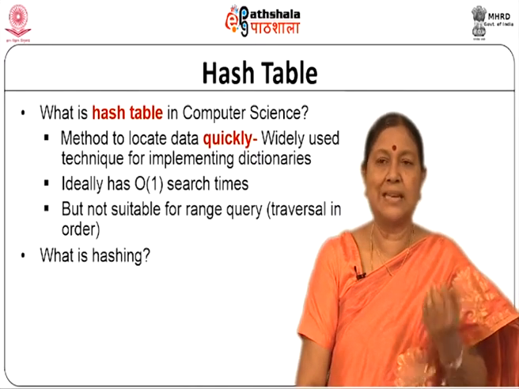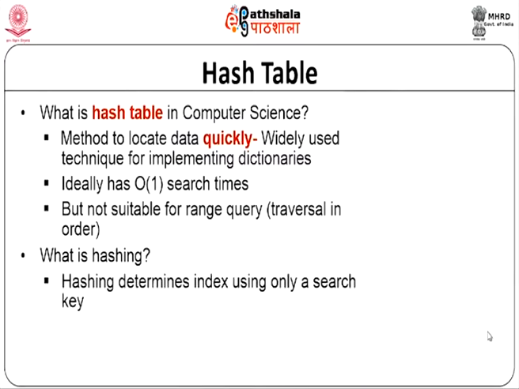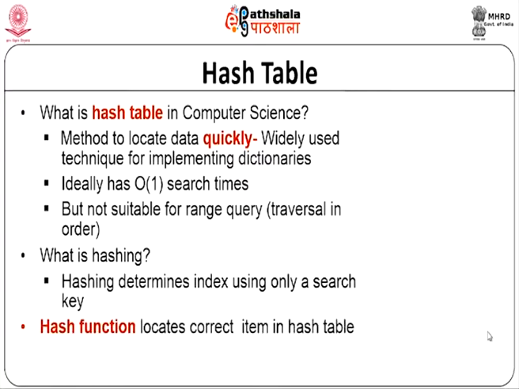So, what is this hashing? Though we have discussed a little bit in the previous module, hashing determines the index using only a search key. So, hashing uses an index of a search key, and the hash function locates the correct item in the hash table. So, we are now going to talk about this hash function. What is the function of the hash function? The hash function locates for you the correct item in the hash table. So, we normally say it maps or hashes to the entry, the value.